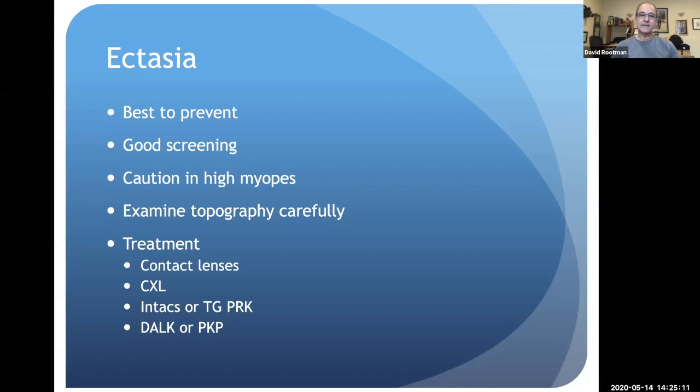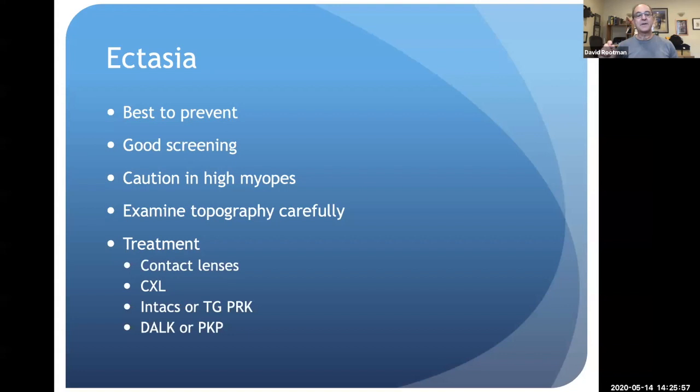So the bottom line with ectasia, the take-home point, is that it's best to prevent ectasia rather than cause it. And you can prevent it by doing good screening, taking caution in high myopes, and examining the topography carefully. And if you do happen to cause it, and I can think of 2 of my patients over the more than 20 years that I've been doing LASIK, then we do have treatment. I caution you, just remember, we have treatment, we don't have a cure.